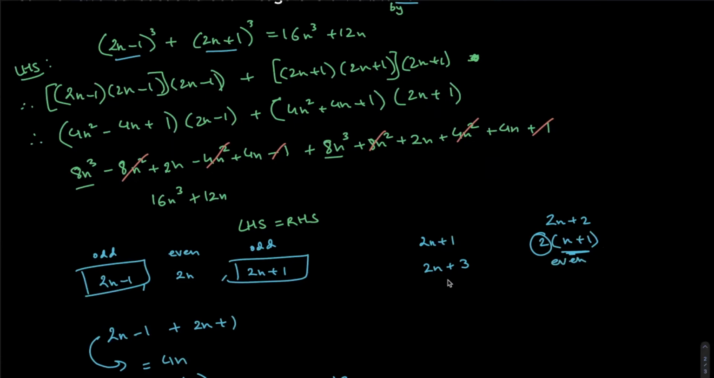But here that's not possible, right? Because if we do 2n plus 2 plus 1, what do we get? We get n plus 1 plus 1. So this itself could be treated as a different thing, right?